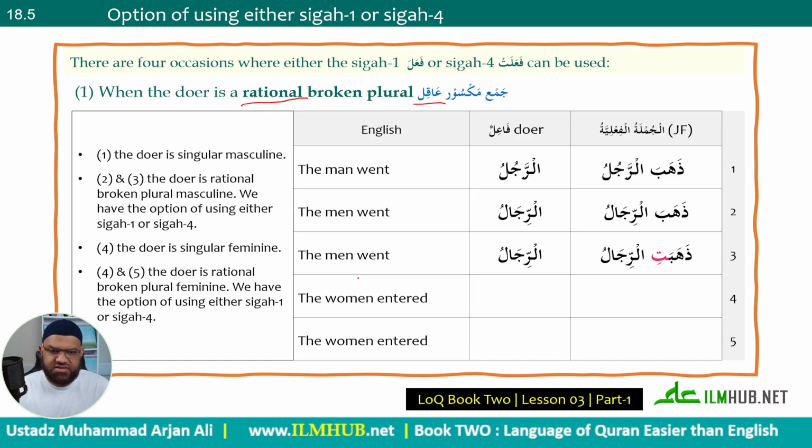So women entered, the women entered. So far we did the men. So what would happen? I can say dakhala, meaning enter, an-nisa'u, dakhala an-nisa'u, the women entered. Again, I'm using a strange rule here: feminine plural, but I'm using the masculine verb. I can also use the feminine verb here. Dakhalatin nisa'u, the women entered.